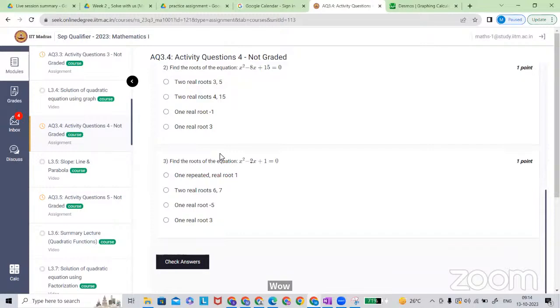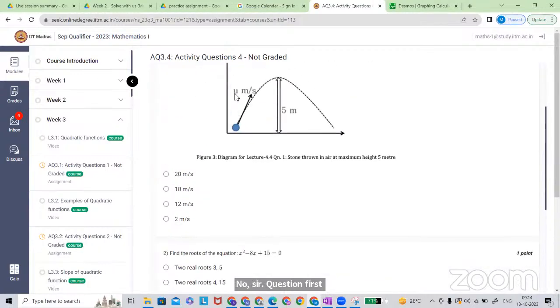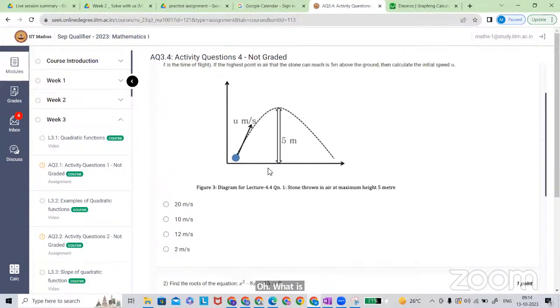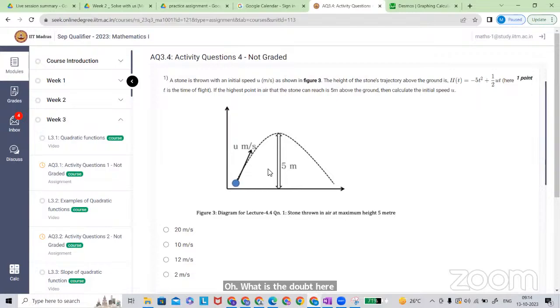This one, find the root. Question number 4. Question number first. What is your doubt here? Actually, my doubt is how we will calculate the initial speed.